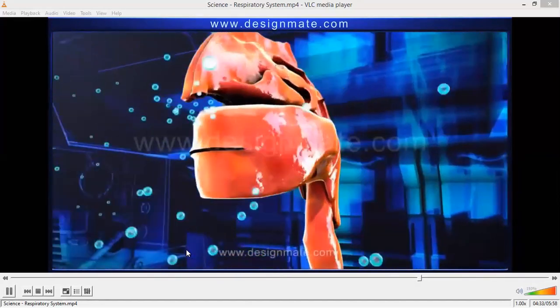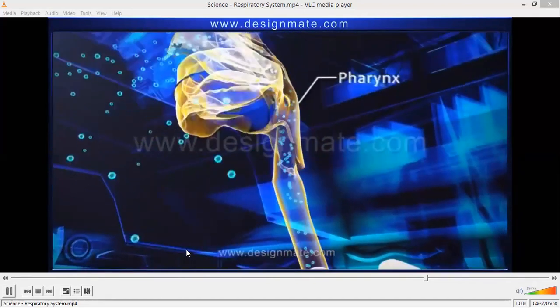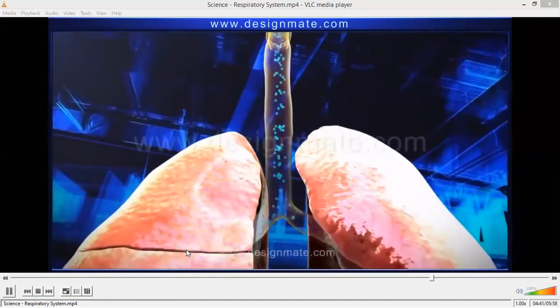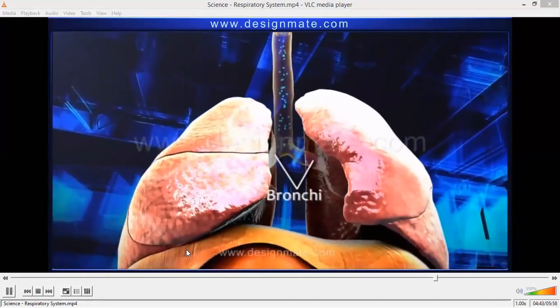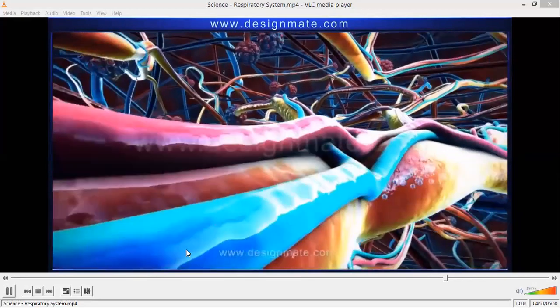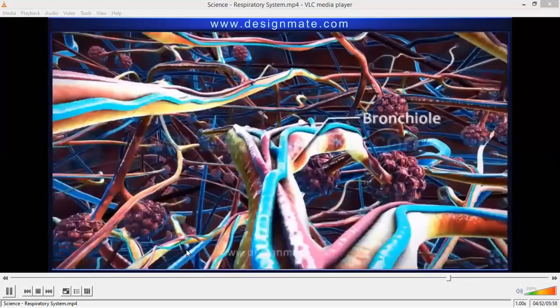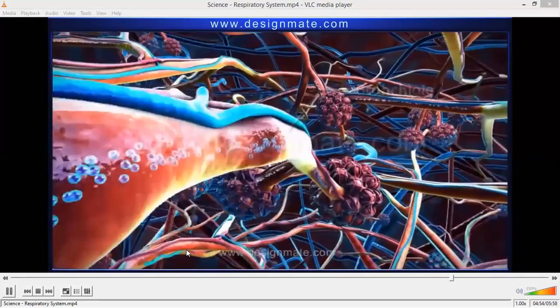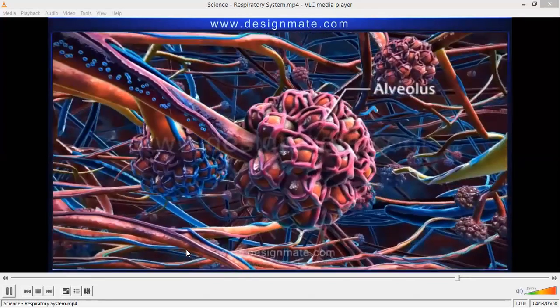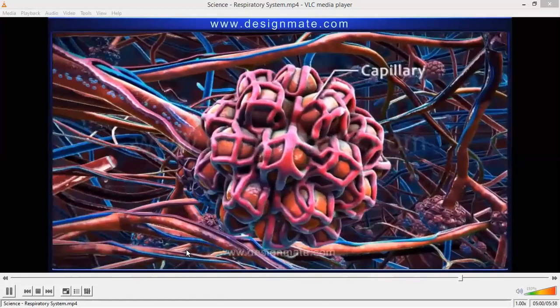As we breathe, the oxygen molecules enter the nostrils and travel downwards through the pharynx and trachea to finally reach the bronchi. From each bronchus, oxygen travels to the lungs. In the lungs, the bronchus divides repeatedly to form bronchioles. Oxygen travels through these bronchioles and reaches the alveoli, each of which is surrounded by a network of capillaries.